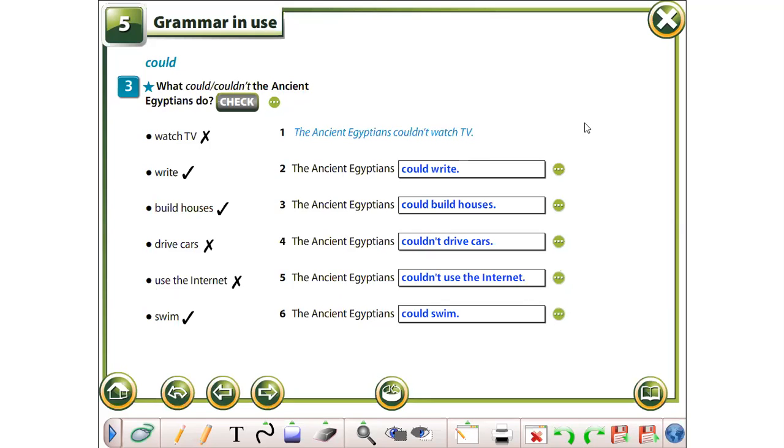So do you understand this? Yes. Okay. Now it is important. We have to use could or we have to use couldn't. That is like a must. Okay. Yes. All right.